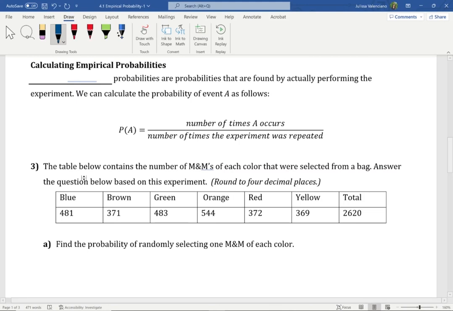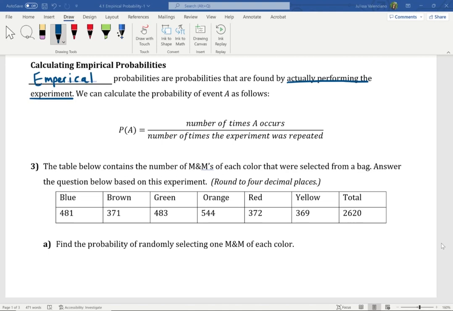Now that you're familiar with the vocabulary using probabilities, we are ready to start talking about how we calculate probabilities. In this lesson, we're going to be calculating empirical probability. Empirical probabilities are probabilities that are found by actually performing the experiment. Now, we also have something called theoretical probabilities. With theoretical probabilities, we don't perform the experiment. We use theory to calculate probabilities.